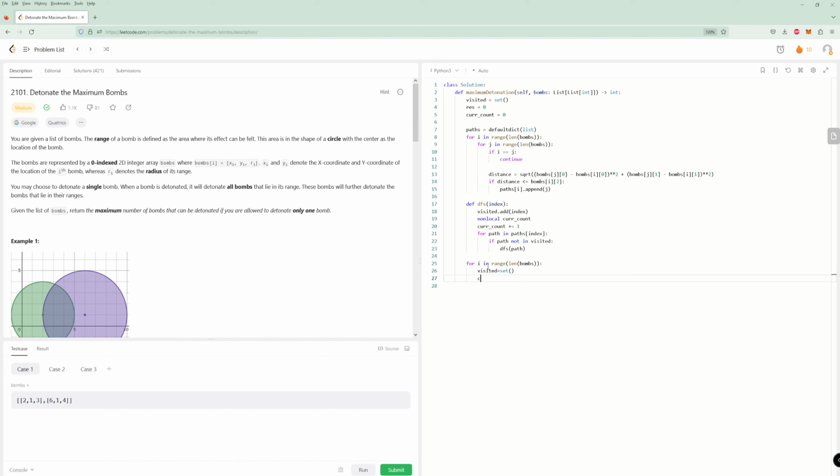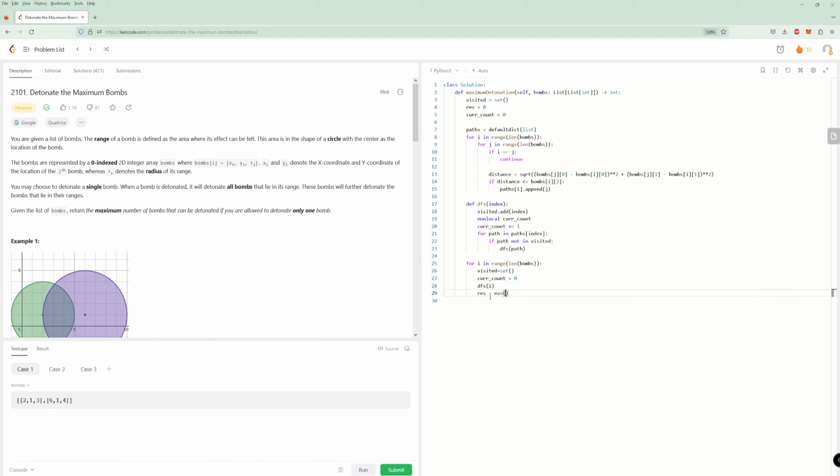We also need to reset the cur count. Now we need to call DFS on the node we're at. We'll have some cur count at the end here, and then we need to check how many nodes we visited.